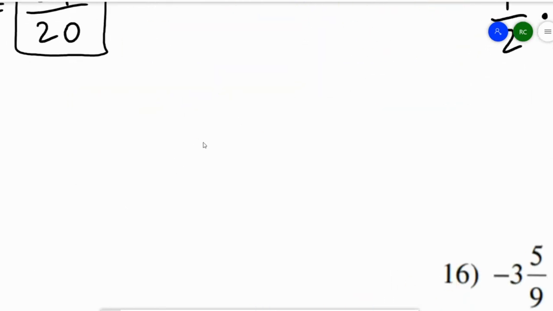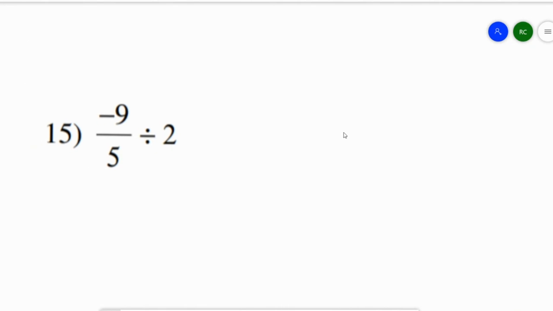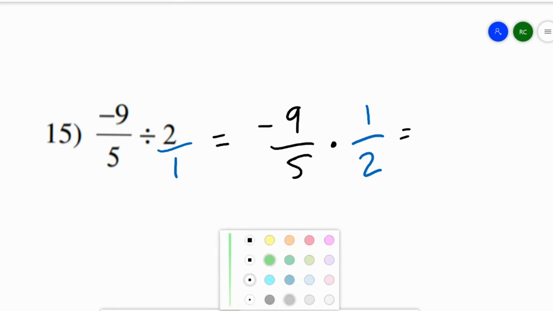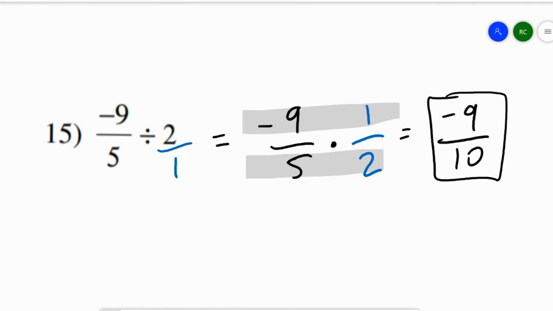I think we only have 2 more. Negative 9 over 5 divided by 2. By this point, we are all experts. We all know that 2 is actually 2 over 1. So what we're really doing is negative 9 over 5 times 1 over 2. Negative 9 times 1 is negative 9. 5 times 2 is 10. Our answer is negative 9/10.